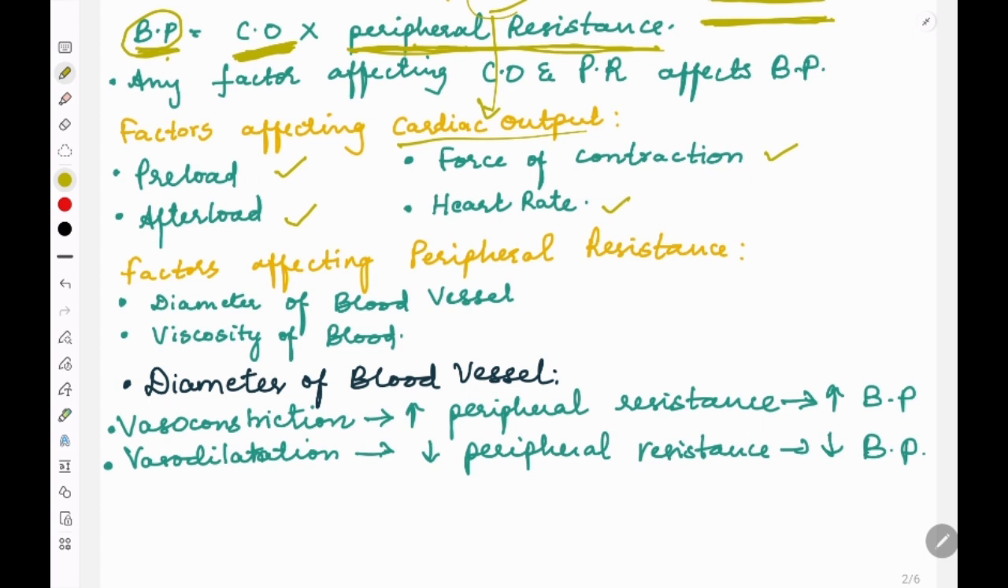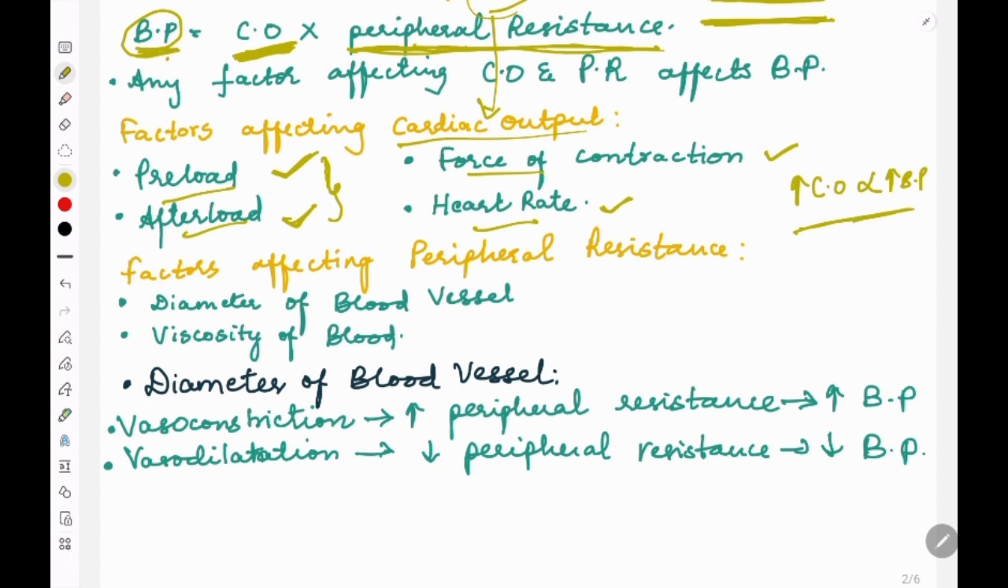If you are not familiar with the terms, then you have to watch the cardiac output video, and only then can you understand BP clearly. We are not going to repeat the discussion again. What preload, afterload, force of contraction, and heart rate are, we have already discussed in cardiac output. The same factors are directly proportional to BP. So the more the cardiac output, the more the BP. If these factors change the cardiac output, that will also directly affect BP.